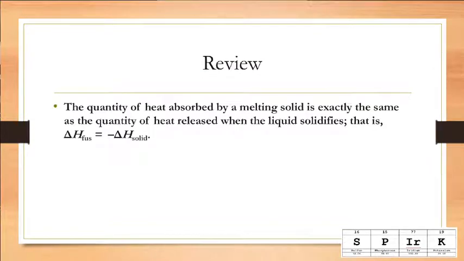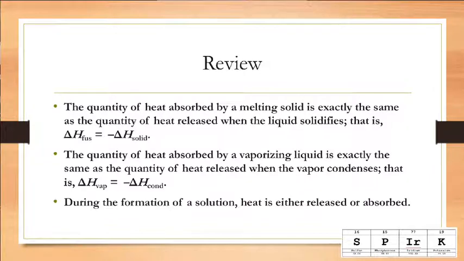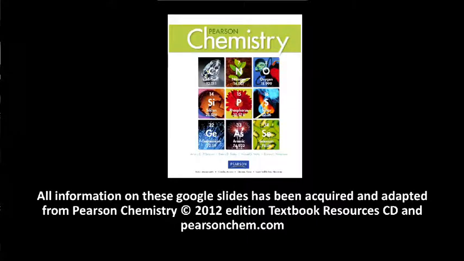So in review, the quantity of heat absorbed by a melting solid is exactly the same as the quantity of heat released when the liquid solidifies. That is, the delta H of fusion equals the negative delta H of solidification. The quantity of heat absorbed by vaporizing liquid is exactly the same as the quantity of heat released when the vapor condenses. That is, delta H of vaporization equals negative delta H of condensation. During the formation of a solution, heat is either released or absorbed. And that's it for section 3.